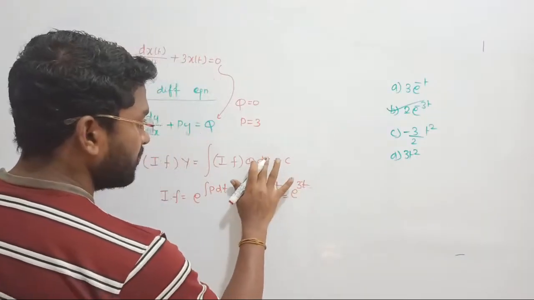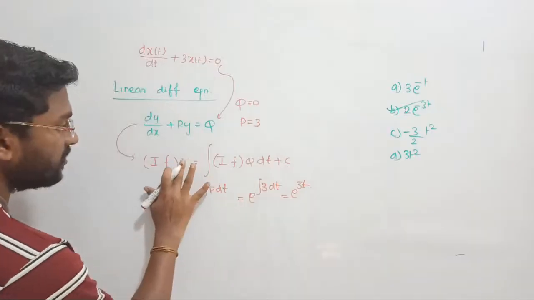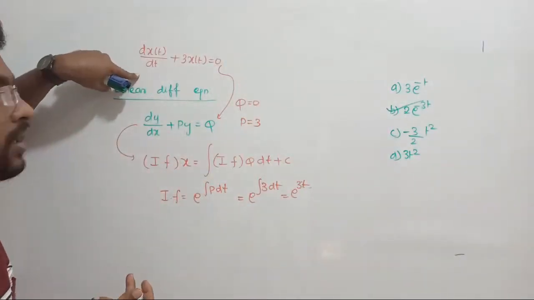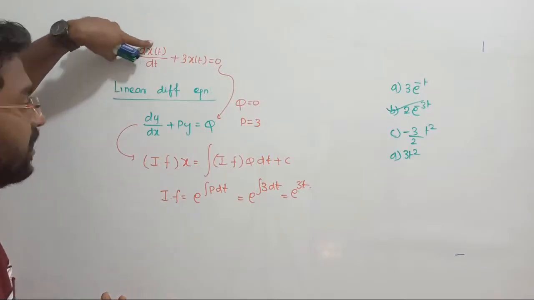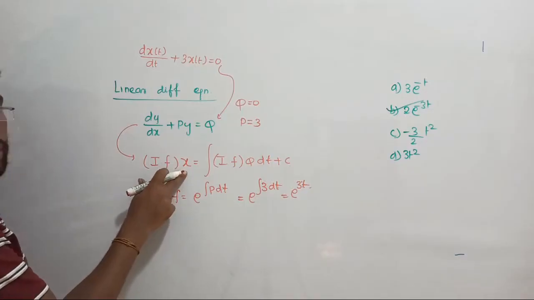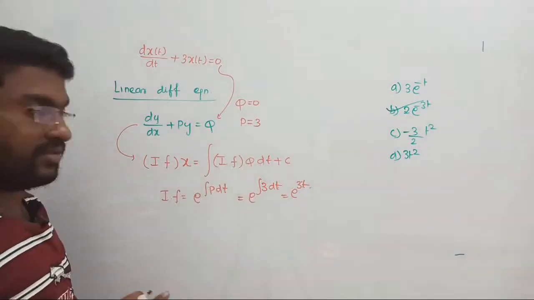Please forgive me, please correct it by yourself. That is t and this is x now. Usually how do we write? We write dy by dx, correct? Now look, dx by dt: x is the dependent variable, t is the independent variable. So where y was, x should come, and where x was, t should come. That's all. Don't think too much.